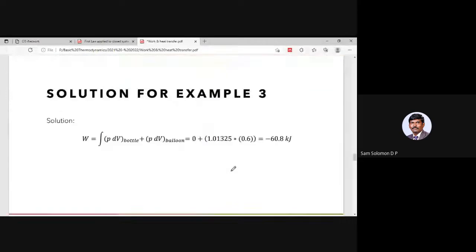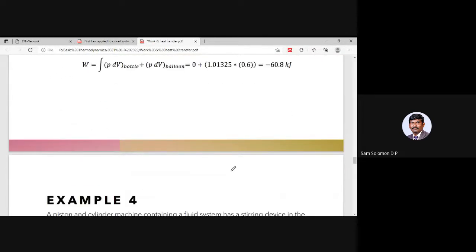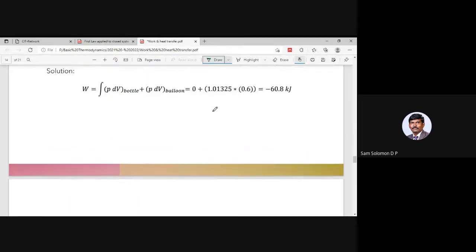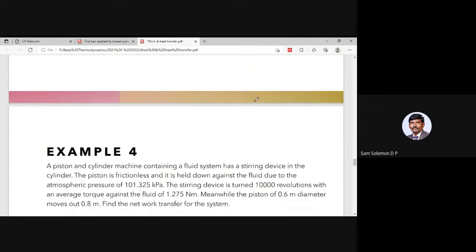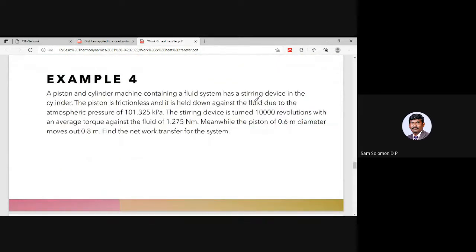So this is the solution which we have seen. And this negative sign is not because of the formula. This negative sign is because of whether it is a work input or a work output process. Okay. So here there is another example, and this is also taken from PK Nath. I'll share the slides, so you need not worry.